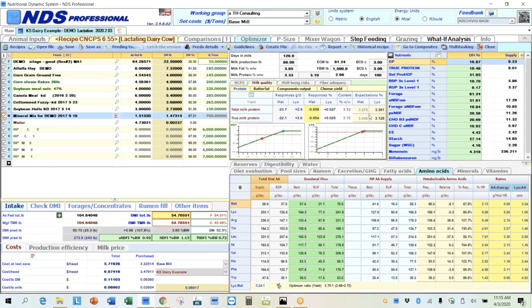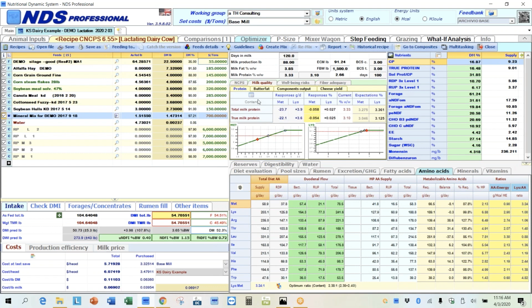All right, so here are our expectations, and what we can do is change this from yield to content and back and forth to decide what you want to see. What I think I'll do is leave it on content, and then look at my methionine deficiency and my lysine deficiency here.